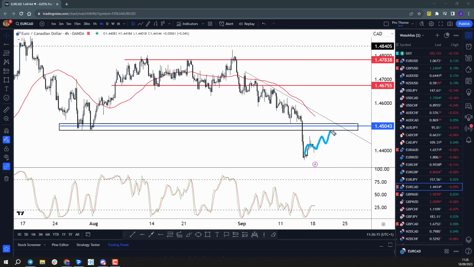A bit of a slow pullback, then a break to the downside. I think that would be really ideal. Maybe some kind of trend line break as well. That would be super ideal, I think, for this kind of market.